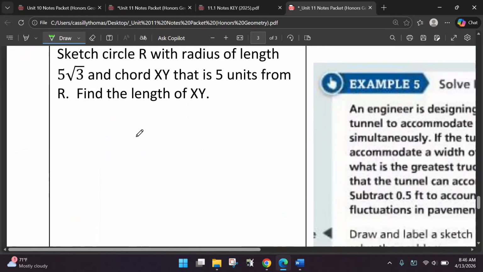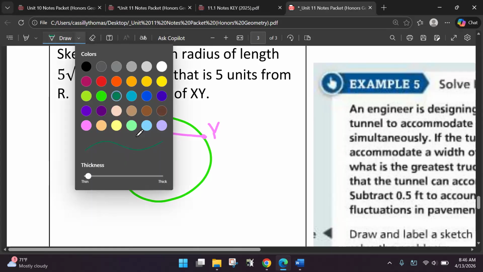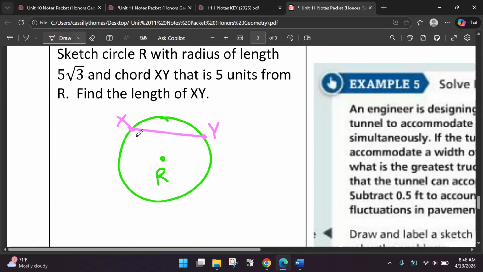All right, so let's just start with circle R. Draw a perfect circle. Circle R right here. It has a radius of 5 square root of 3 and a chord XY. We have to have a chord in here somewhere, so I'll just do that right here. We'll call this X, Y. It's 5 units away from R. All right, so all that says is this distance here is a 5. Now, the last thing I skipped over is the radius. We know the radius on this guy was 5 square root of 3.